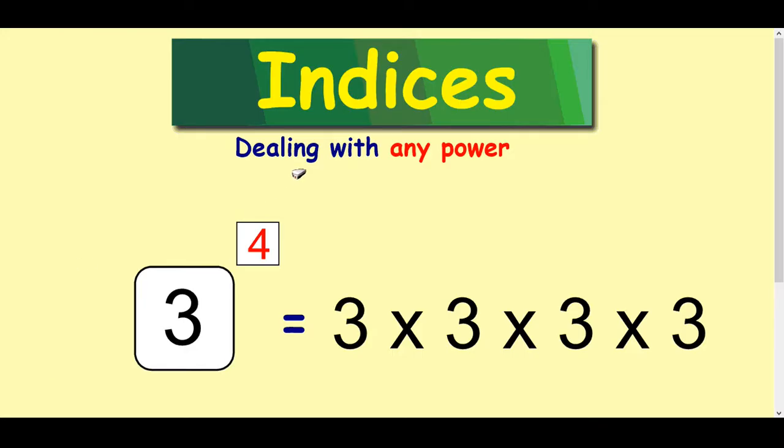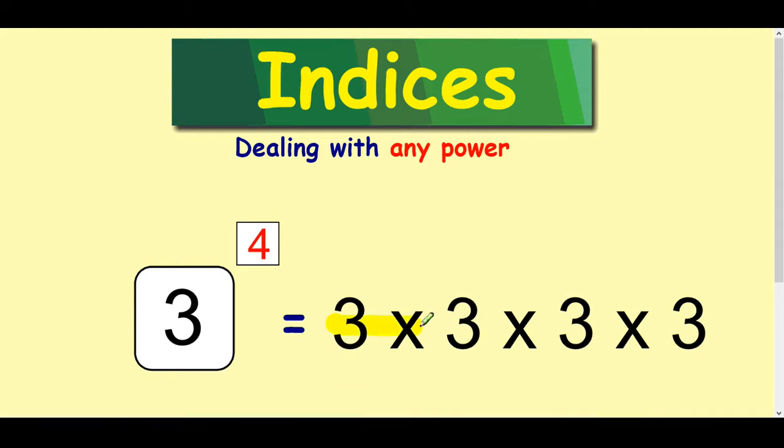Okay, but what about dealing with any power? If you had the power of 4, the power of 5, and 6, and so on. Well, 3 to the power of 4, this is the number of repeats: 3 times 3 times 3 times 3. Now you could do this. You could do 3 times 3 is 9. Times that by 3 you get 27, and times that by 3 you get 81, and so on. But we are going to look at how to do it in a calculator.